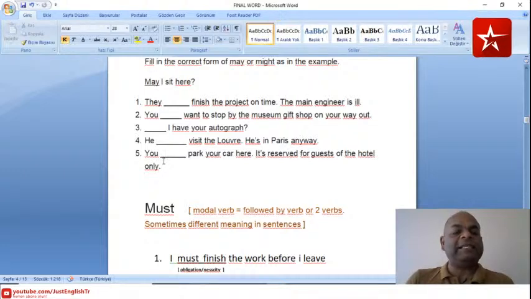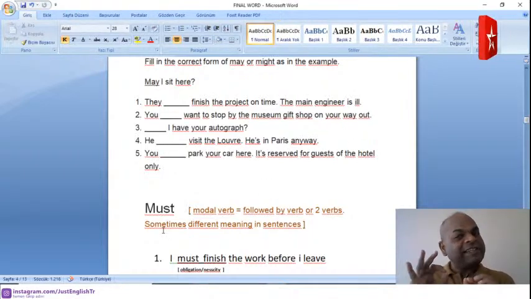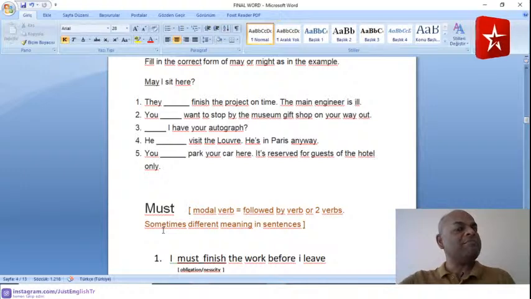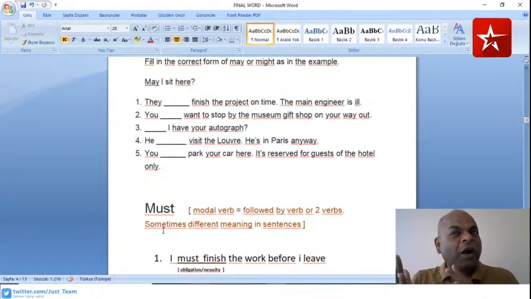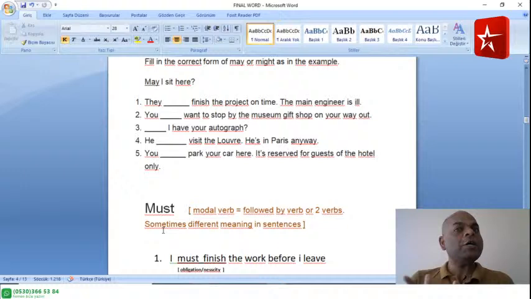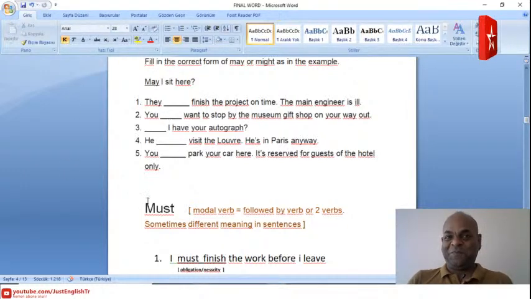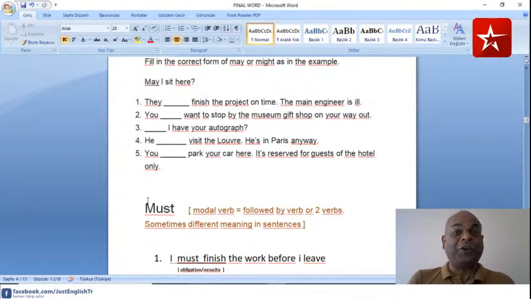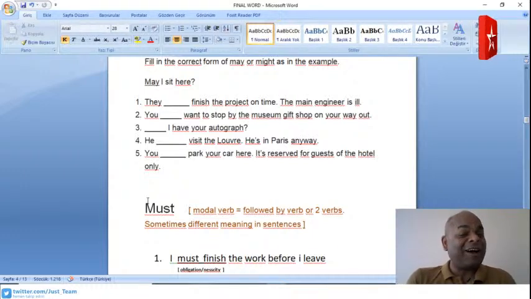Guys, remember, it says you want to stop by the museum gift shop on your way out. Now guys, remember, you want to stop by the museum. It means what? You're not sure if you're going to stop or not. All right? So your answer here should be, you might want to stop because you're not sure yet. Maybe your parents or your mom or your brother might call you to go home directly, so you might not stop at the shop. That's the answer number 2.